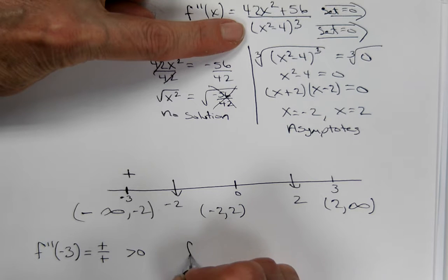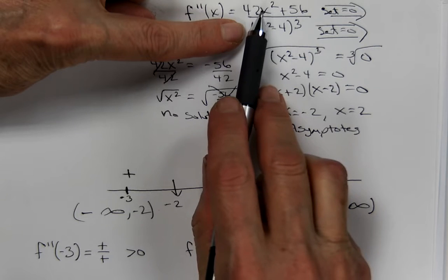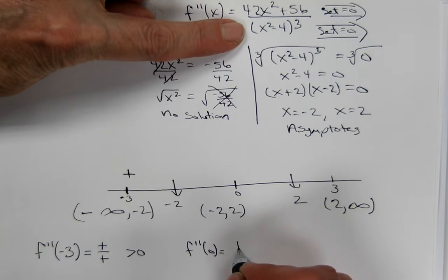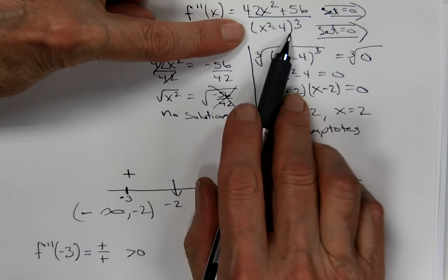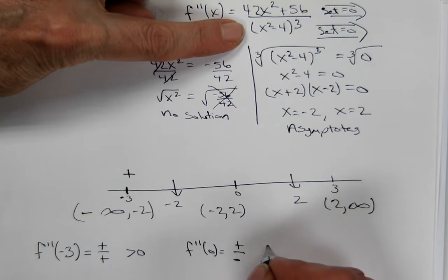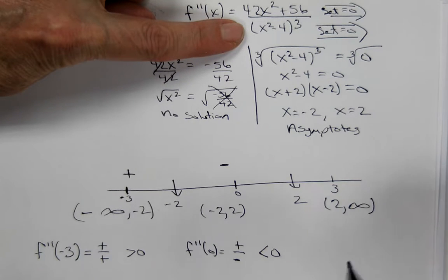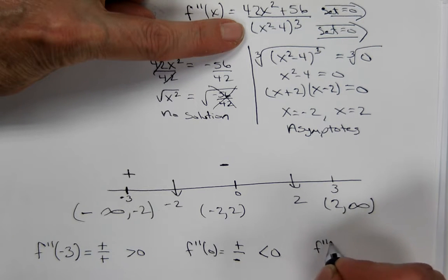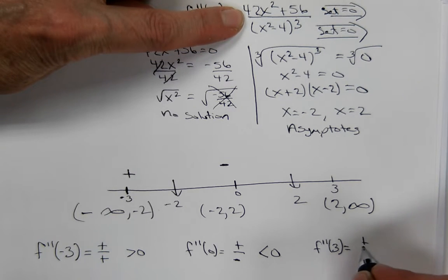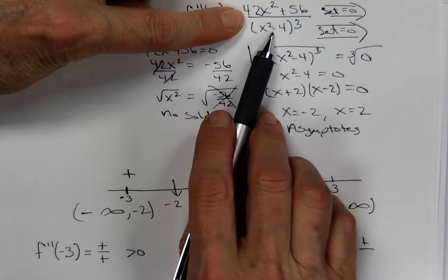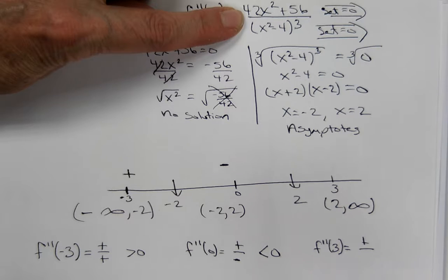And now for 0, the second derivative evaluated at 0 is equal to, and here we can see this term zeroes out. We would have 56, which is positive. And in the denominator, you would have negative 4 cubed, which is negative. So this will be less than 0, negative. And for testing 3, the second derivative evaluated at 3, the numerator will be positive. The denominator, 3 squared minus 4, 9 minus 4, and then cubed is going to be positive. So that one is positive.